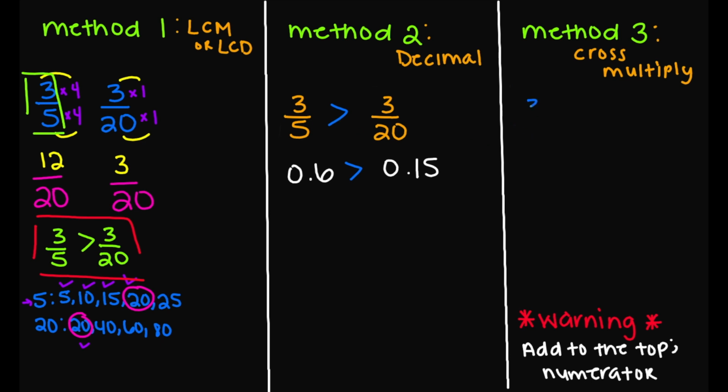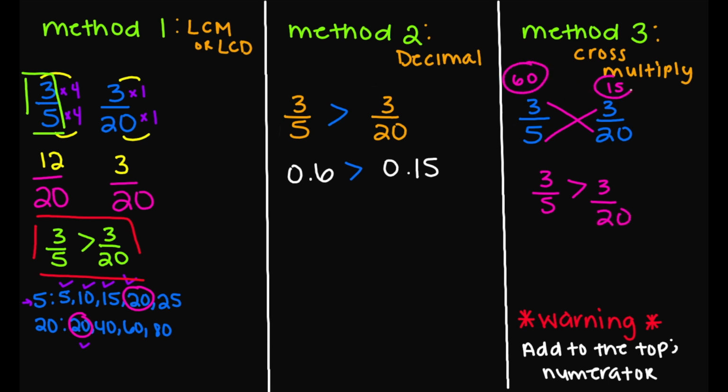Now, if we cross multiply, remember the warning that we have. If you're going to cross multiply, make sure you add your number on the top and not towards the bottom. So I'm going to do 20 times 3. This is going to equal 60. And then you're going to have 5 times 3. This is going to equal 15. So just by comparing these two numbers, again, you're going to see that your 3 over 5 is greater than your 3 over 20 because your 60 is larger than your 15 here.